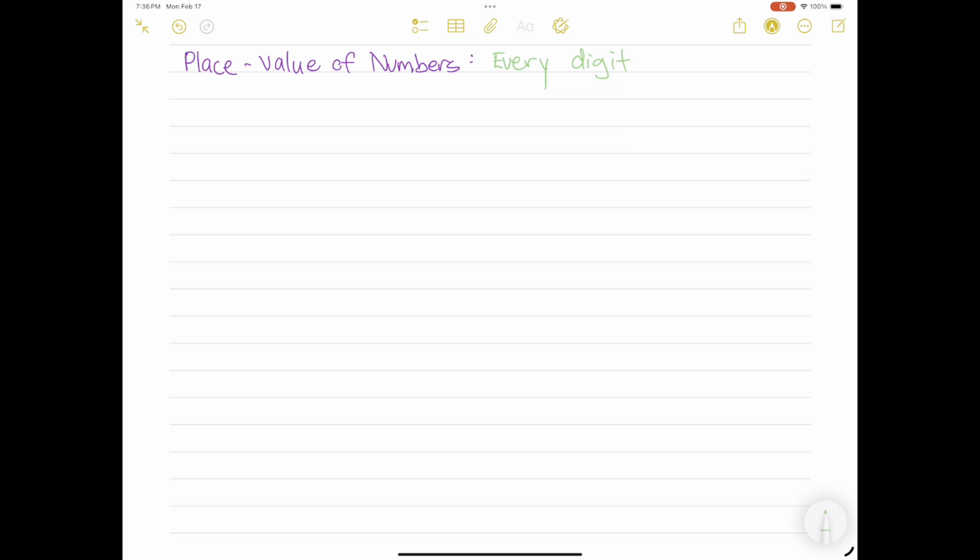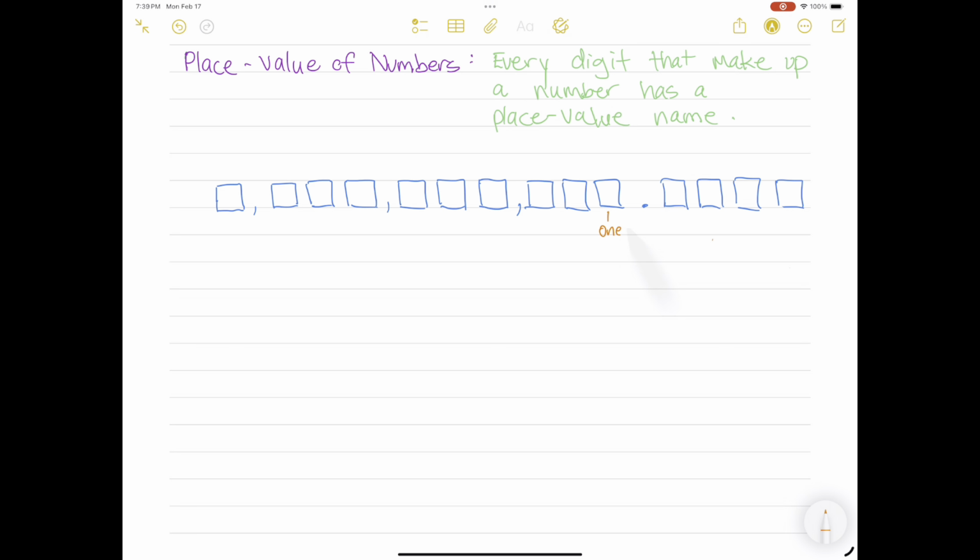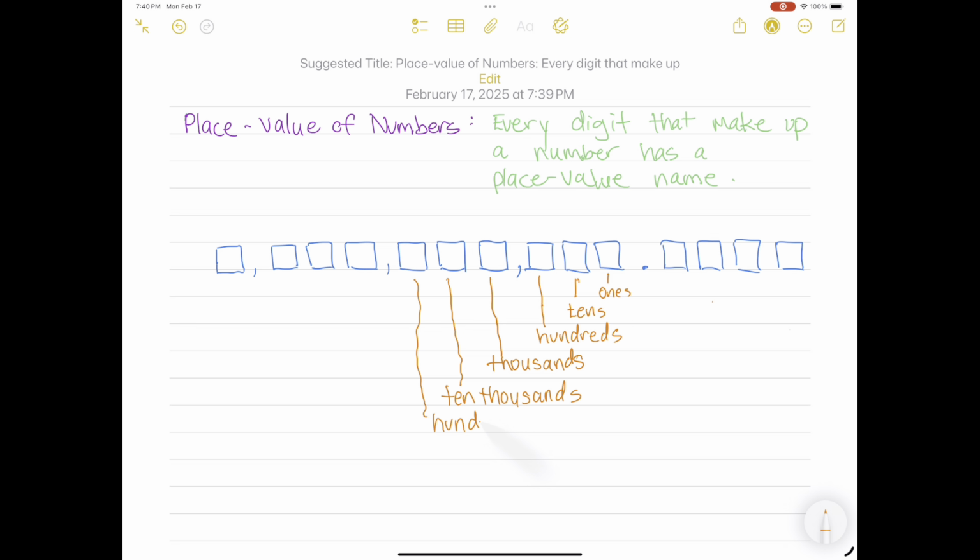Place value of numbers. Every digit that makes up a number has a place value name. The first digit to the left of the decimal point is the ones. To the left of the ones are the tens. To the left of the tens are the hundreds. Next to the hundreds are the thousands. To the left of the thousands are 10,000s. Next to the 10,000s are 100,000s.